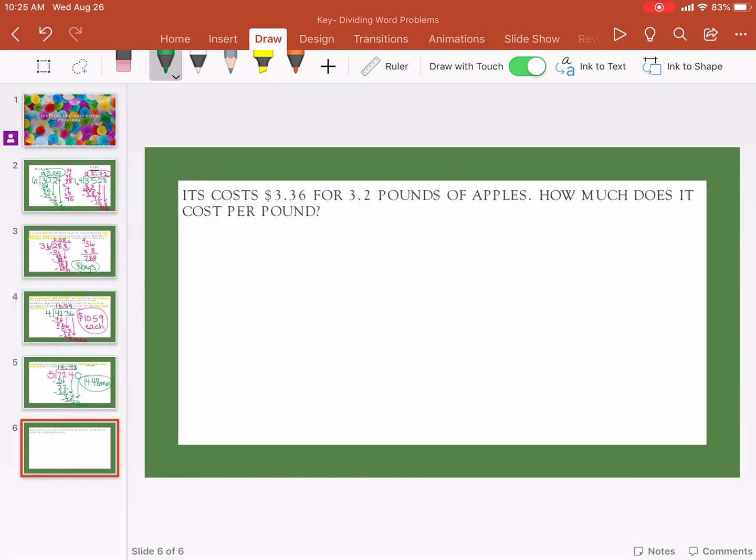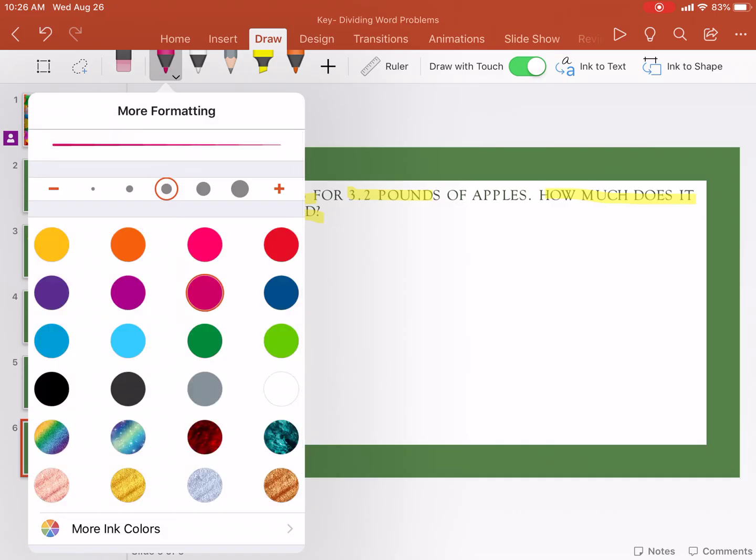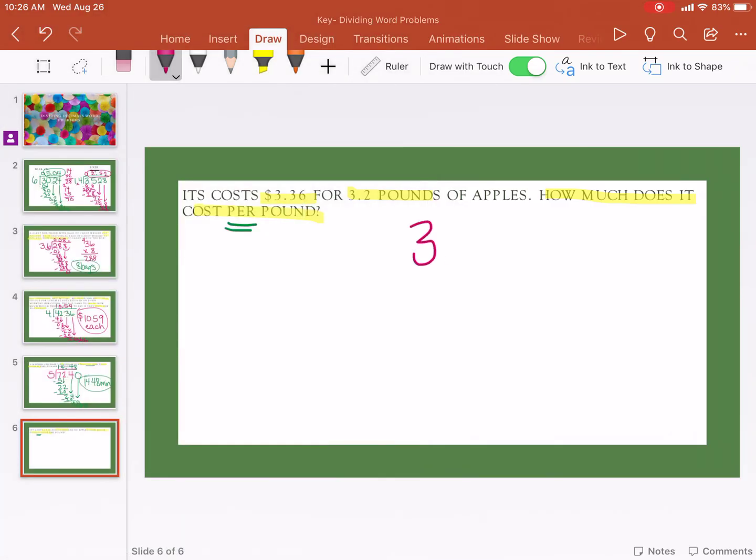It costs $3.36 for 3.2 pounds of apples. How much does it cost per pound? Okay, so that much for that many pounds. How much does it cost per pound? Per means individually, so we are going to divide this one. So 3.36 divided by 3.2. Slide, baby, slide, and then raise that roof.